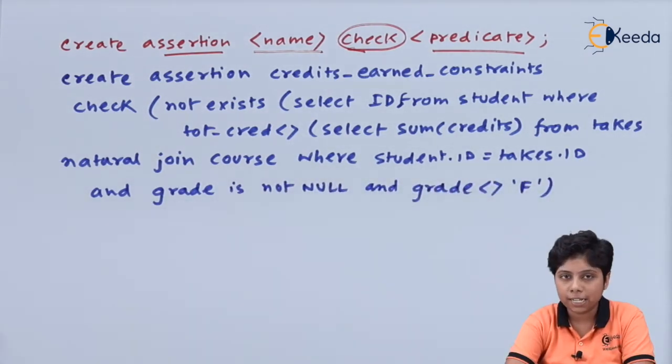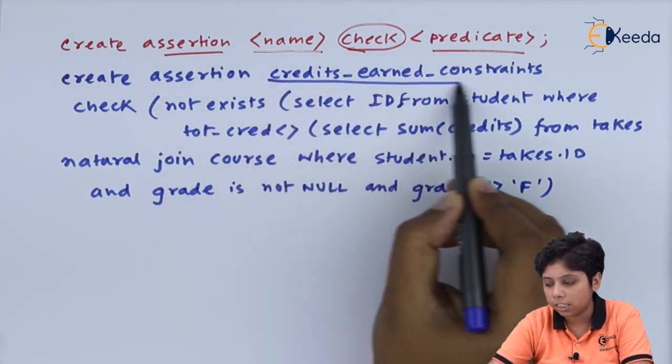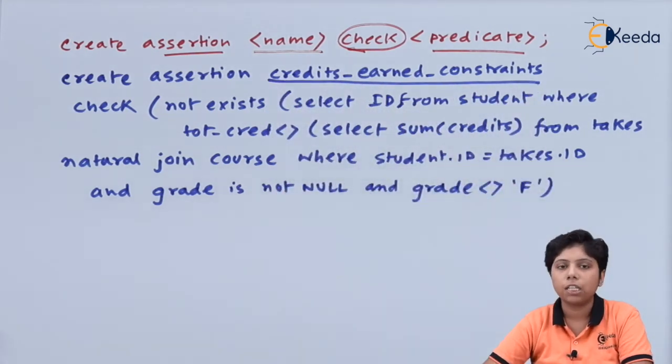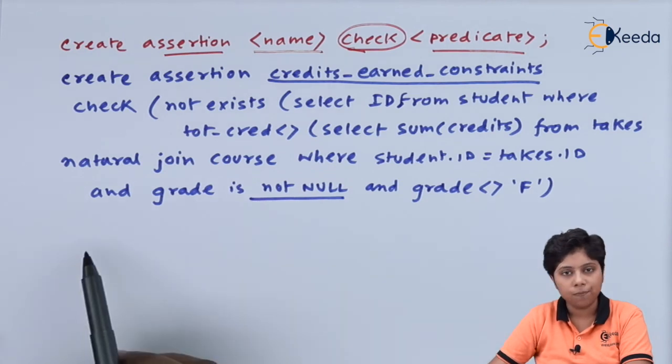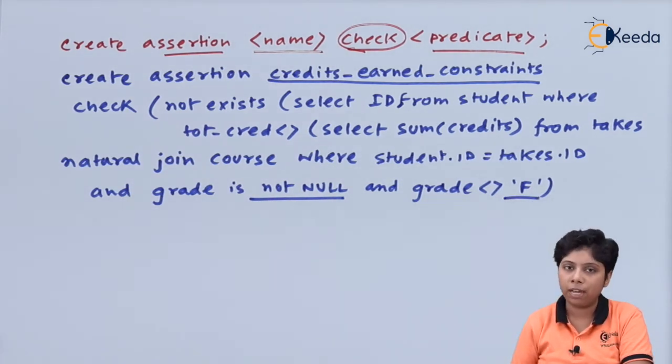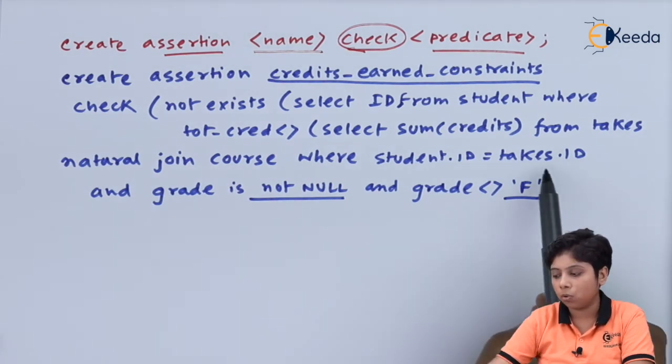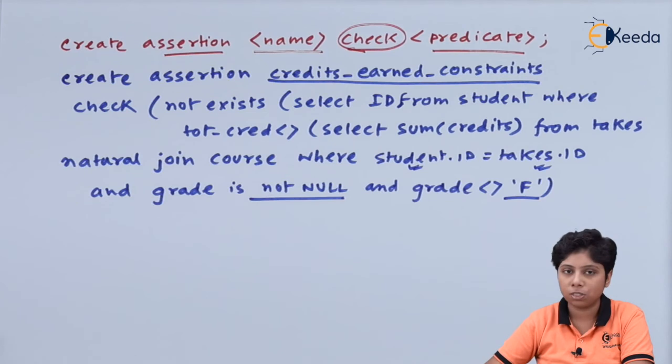So we are creating an assertion named credits earned constraint that will check that the total credit of a student should always be the same as the credits successfully completed, meaning he has not failed any grade in an exam, and the summation of the credits. So we first check that the grade is not null and the grade is not equal to F. That is our basic checking. Now we take the course he has taken, matched with the student ID. That means the student has taken the course.